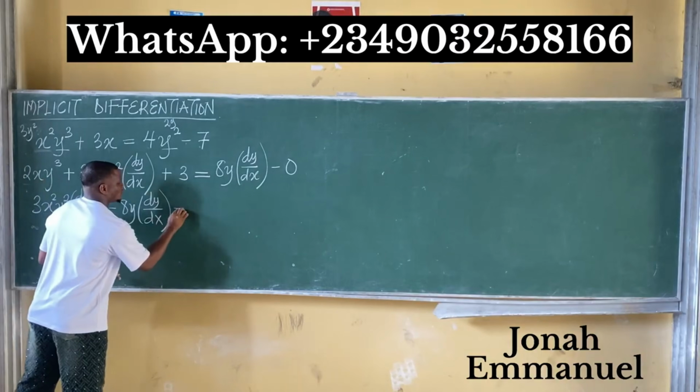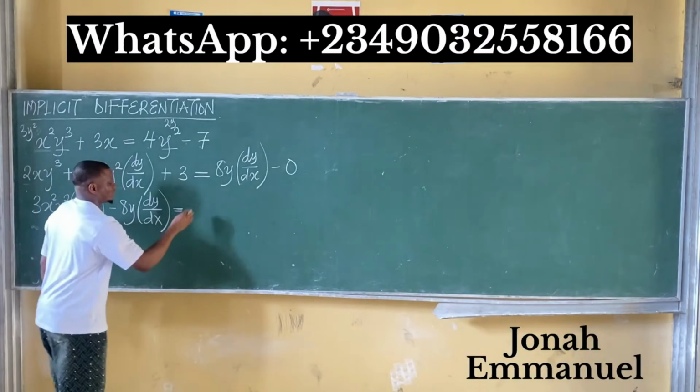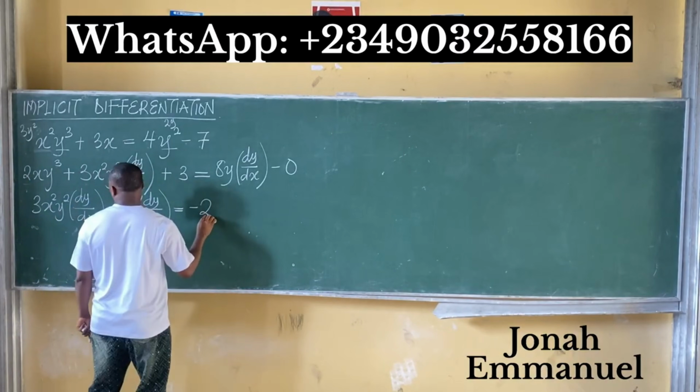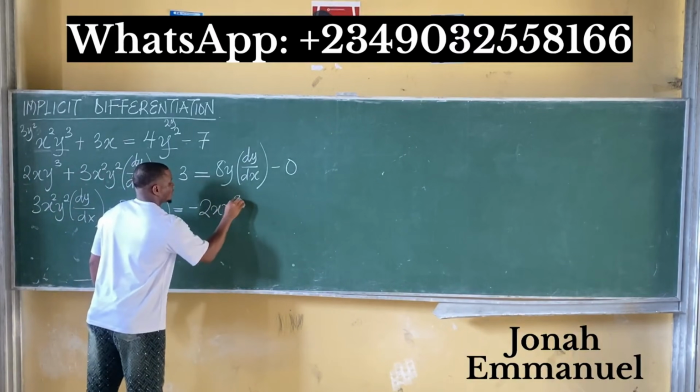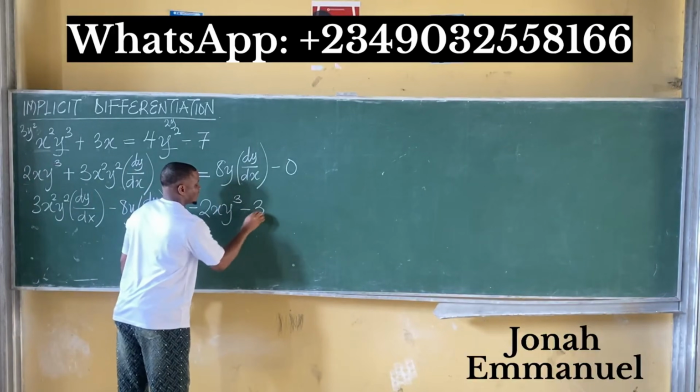So this becomes equal to, first things first, move this term here to the right hand side. This comes over here, becomes what there? Minus 2xy cubed. This one here, positive, comes over here, becomes what there? Minus 3. So I have this.